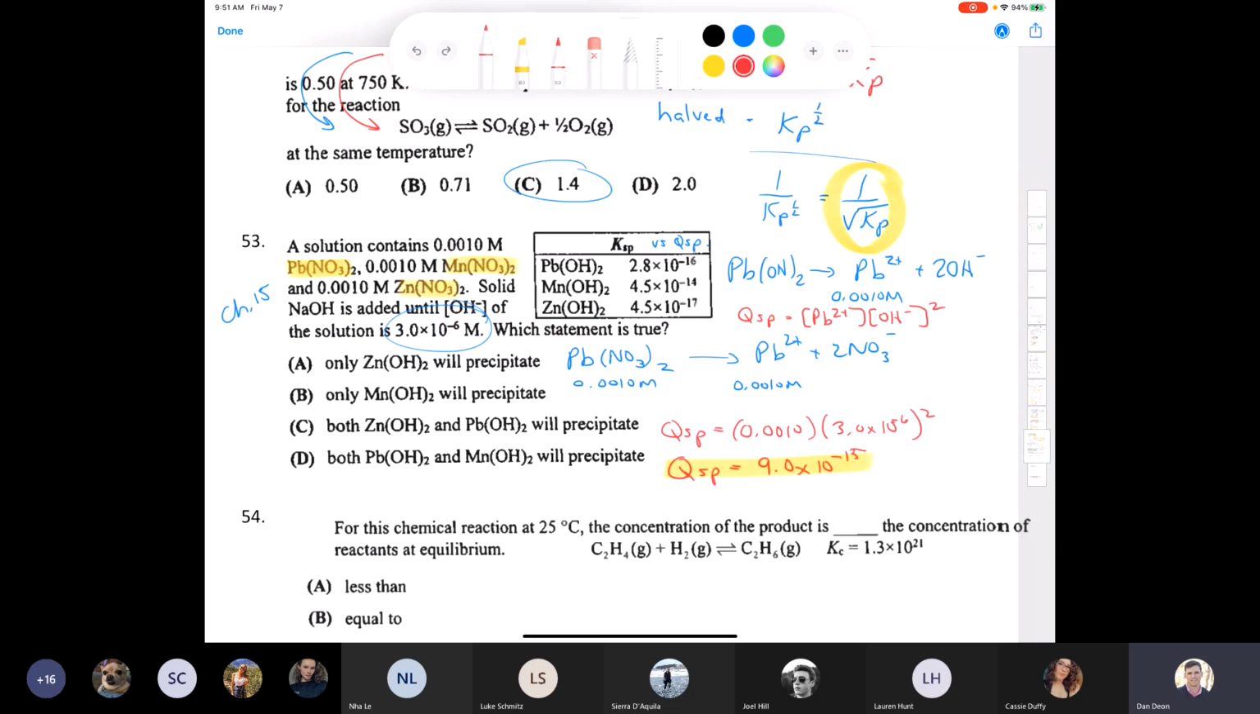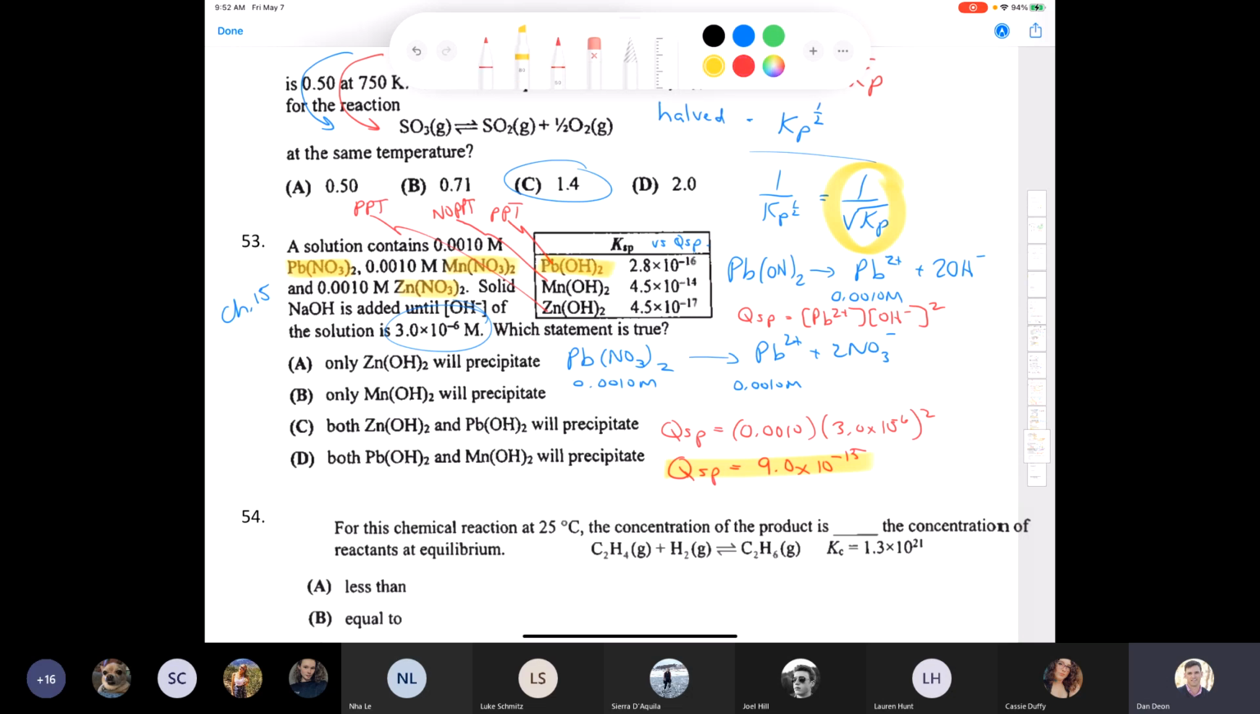So if they all have the same QSP, you see that for the lead hydroxide the QSP is greater than the KSP, and therefore the lead is going to form a precipitate. You see that the QSP is less than the KSP for the manganese hydroxide, and so no precipitate is formed. And for the zinc hydroxide, the QSP is greater than the KSP, and so it's going to form a precipitate.